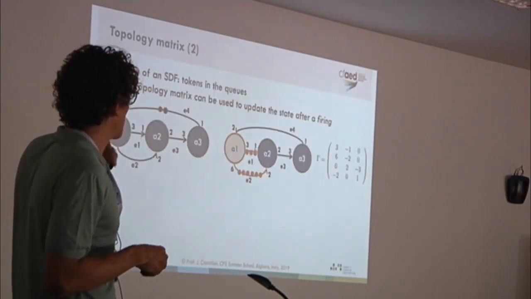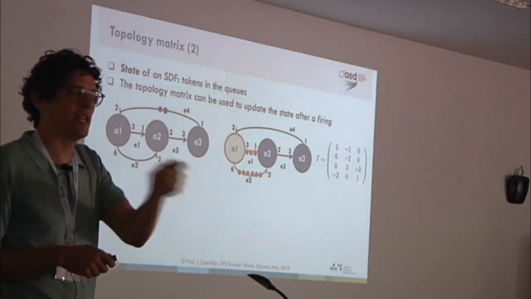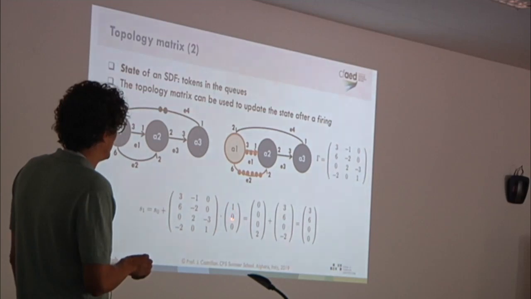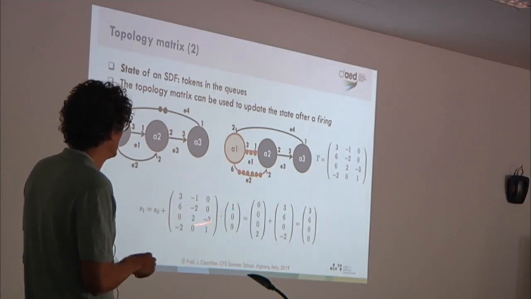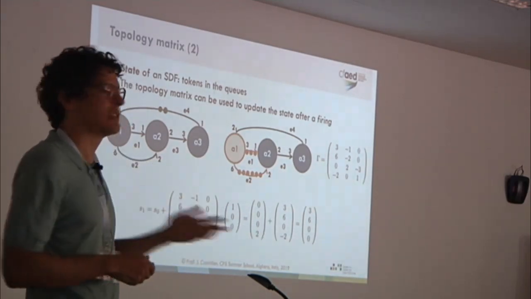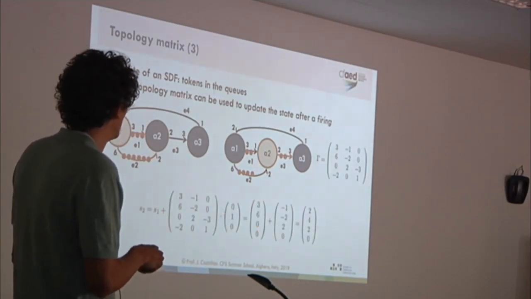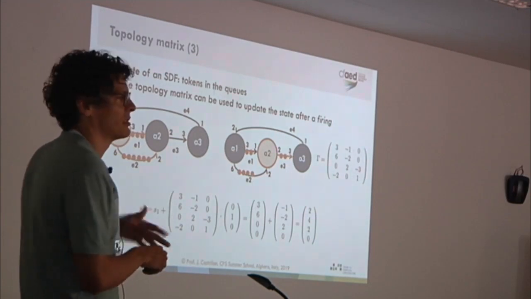Once you have this, the matrix can be used to predict what happens when the scheduler decides to execute a given actor. If I take this matrix and multiply it by 100, meaning I execute actor 1, I do this matrix multiplication and I get 3 6 0. That is the state after I have executed A1. You can do this further: you take the state you ended up with, 3 6 0, and multiply by 010, which means I will execute A2, and I get the state that I was drawing before.